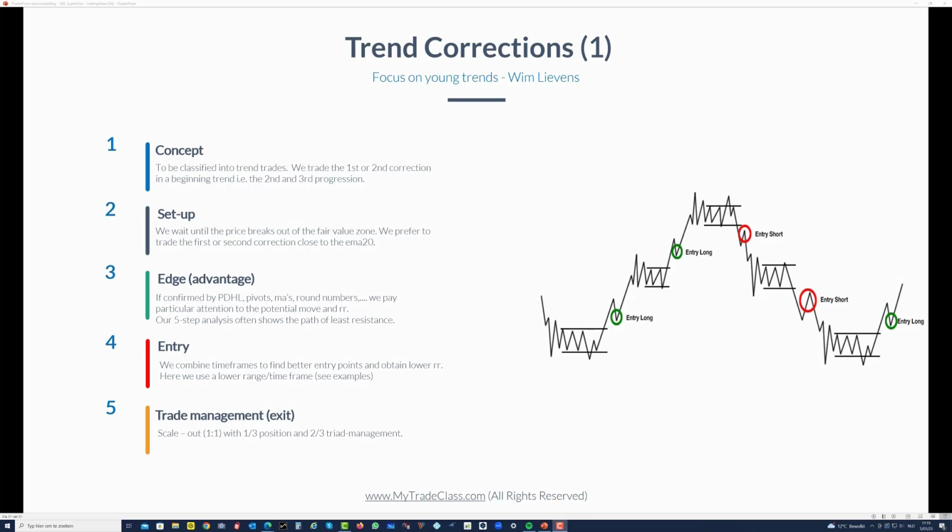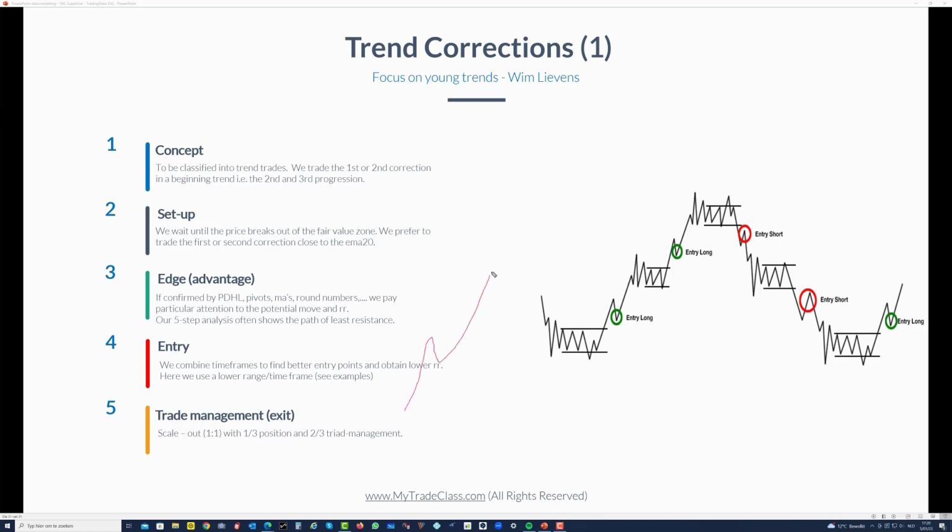Trend corrections, well, it's a very known strategy, but of course you have to make the distinction between the good moves and the bad moves. What do you look at, or how to make the distinction between corrections you do want to trade and the ones you maybe better shouldn't touch? Two concepts. One is how young, how old they are. Second is how far is the correction.